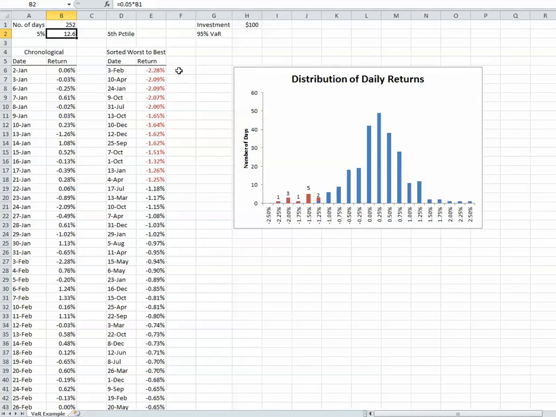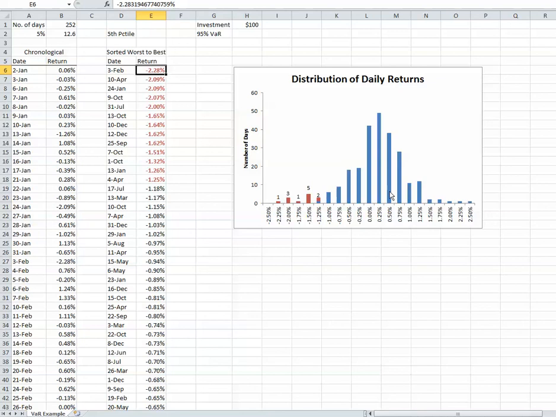And so I've highlighted here in red, these would be the worst 12, and that would be the worst 13. So we're looking for a value right in between the worst 12th and the worst 13th day of the year. So it's going to be something between a loss of 1.26% and a loss of 1.25%.